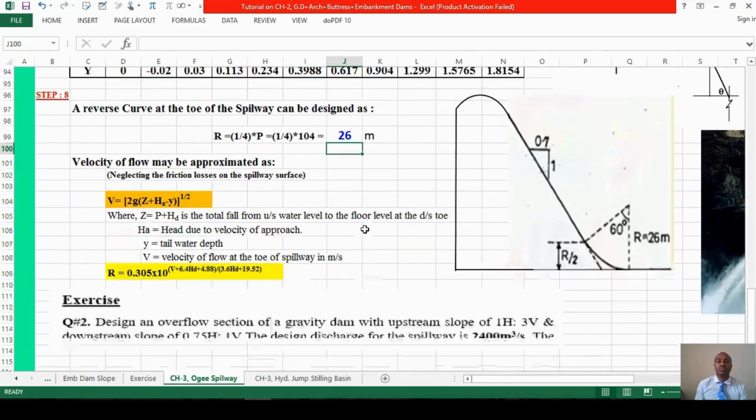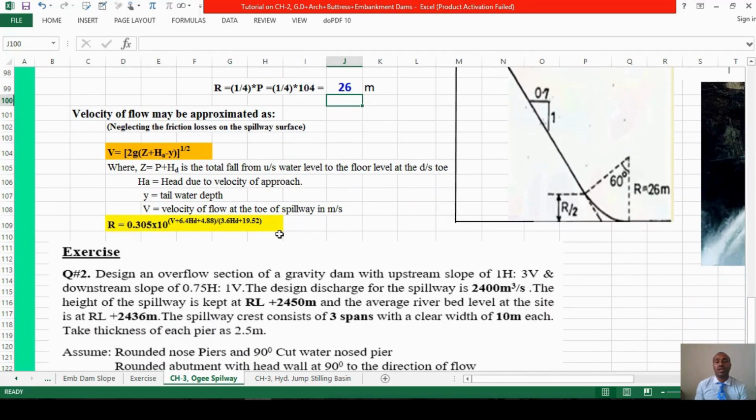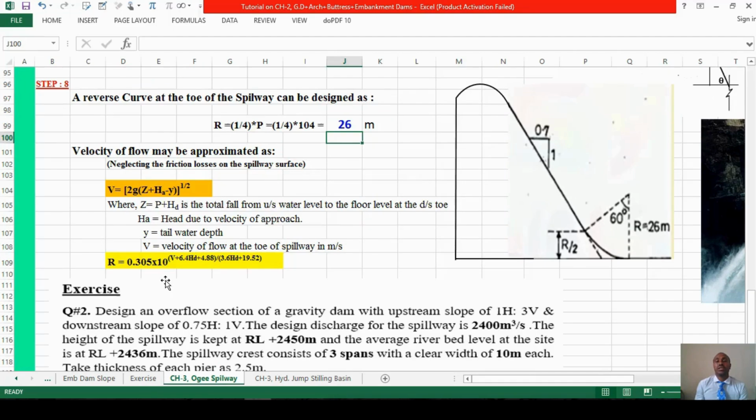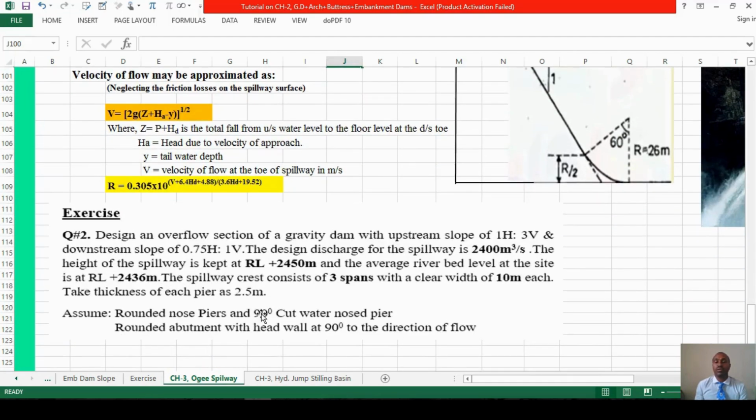So I think this is important. Then as an exercise, please do this, from the tutorial problem worksheet. Design an overflow section of a gravity dam with an upstream slope of 1 horizontal to 3 vertical. You see, you have the upstream slope, and the downstream slope is this one. The rest is as usual. Try this problem.